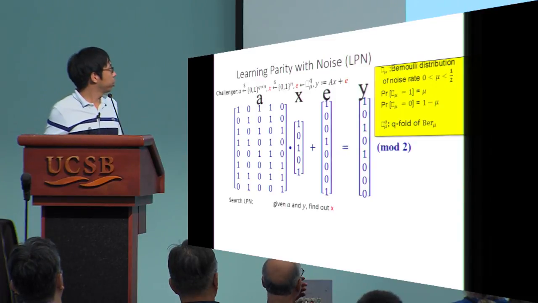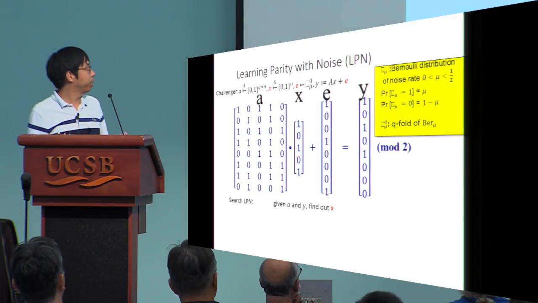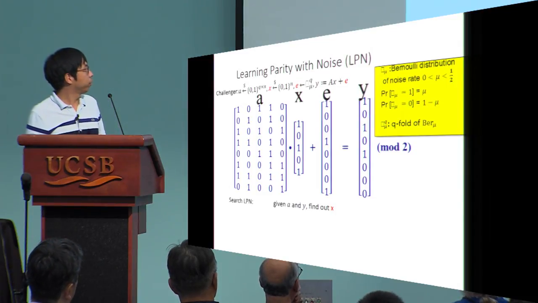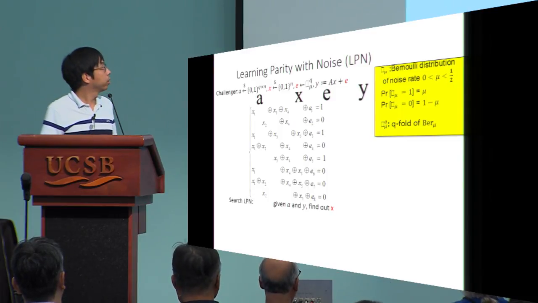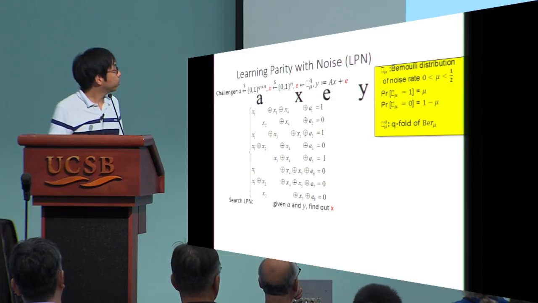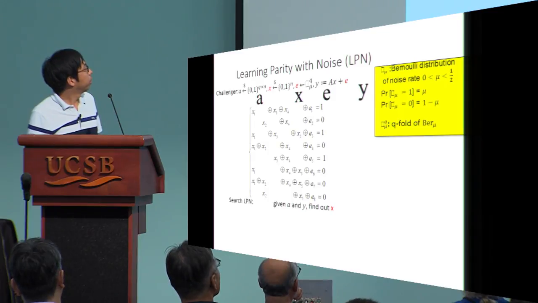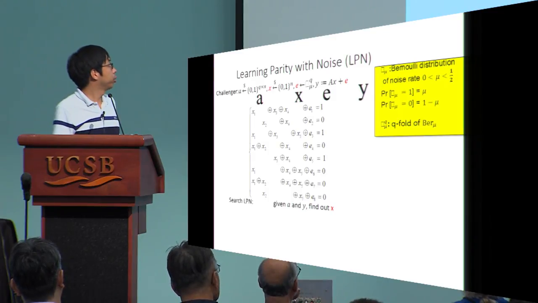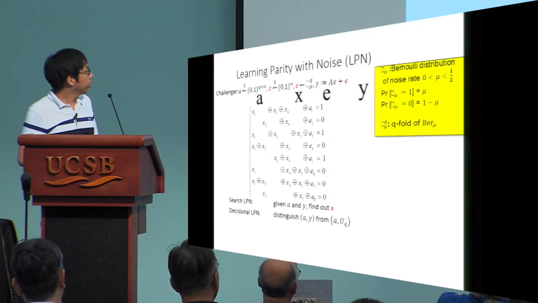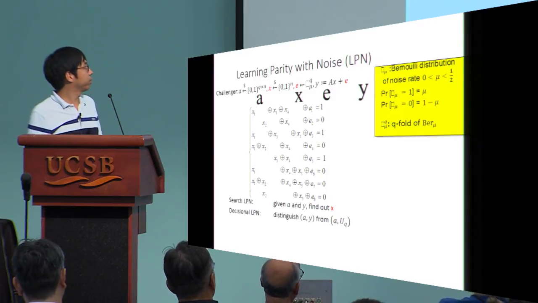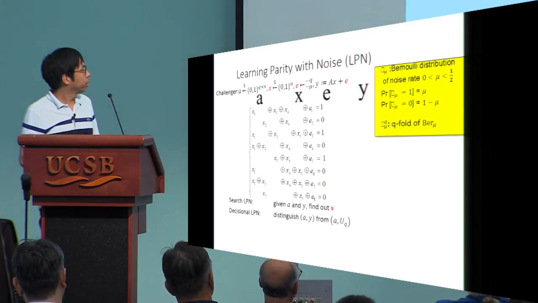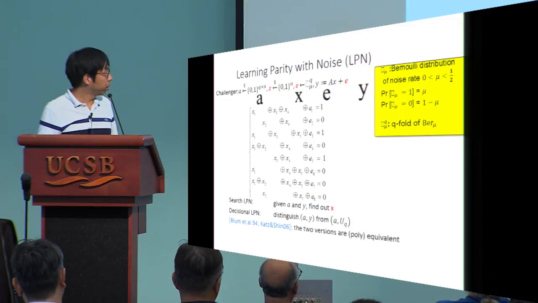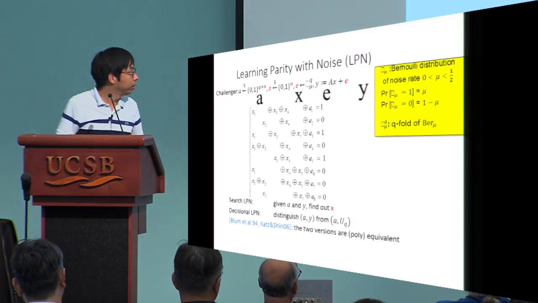So the search version of LPN just says that you're given the matrix and you're given the samples, and you find out X. It's essentially like solving a system of linear equations. So the number of samples is the number of equations. Actually, the presence of noise makes this problem very difficult. And the decisional version just says that the samples are pseudo-random, even given the matrix. And we know that these two versions are equivalent in the polynomial sense.